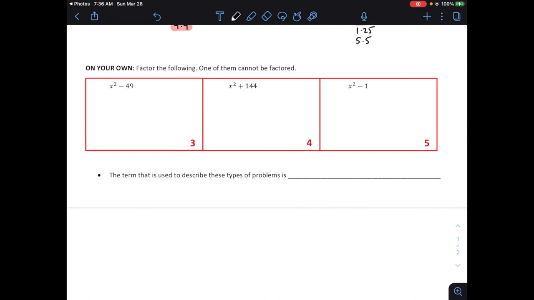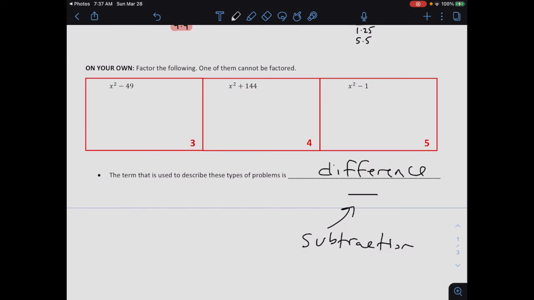And this blank down at the bottom, let's see if we can figure this one out. The term that is used to describe these types of problems is the term. I mean, there's a phrase, I told you already, it's the difference of squares. Let's just put the word difference in there. And difference means subtraction. That's a subtraction sign. All right, there you go. You've got enough to be able to do this, so let me know if you have any questions.